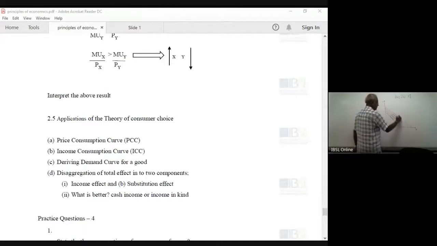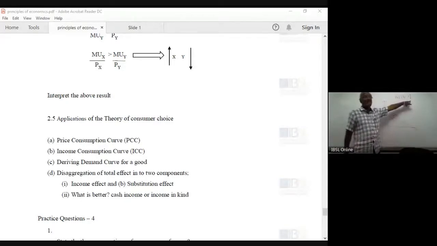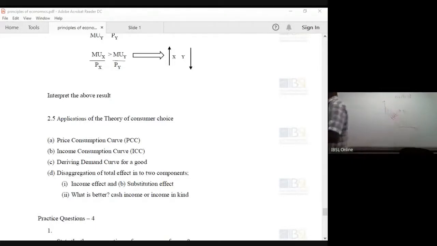For example, income 1,000, 2,000, 3,000, 4,000 along this budget line, with PX, PY constant. Now by joining these new points, we derive a curve that is called ICC, income consumption curve. Take down ICC, income consumption curve. Now you can understand: PX, PY constant with income increasing; versus PY and income constant with PX decreasing. Income consumption curve.